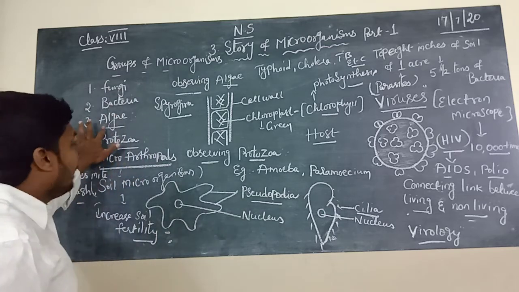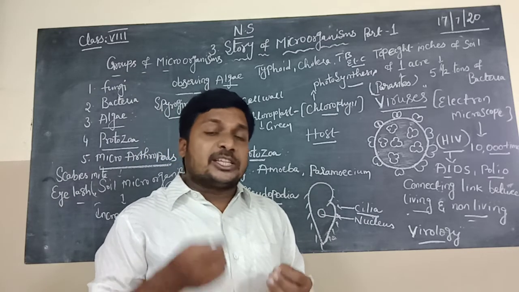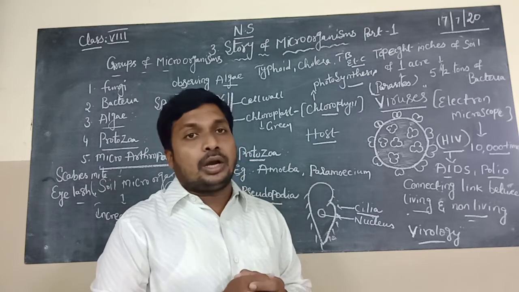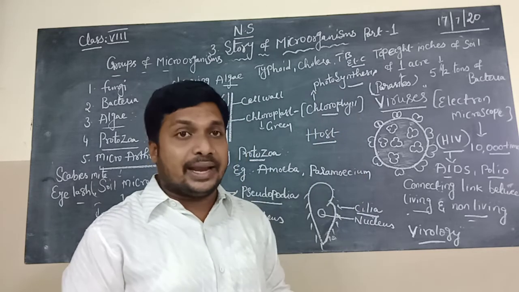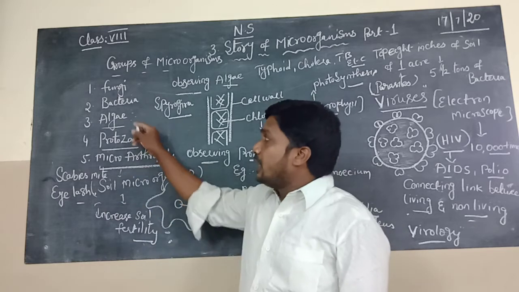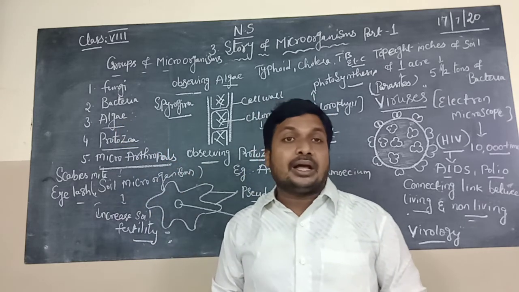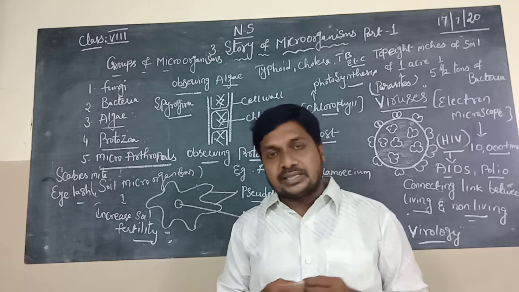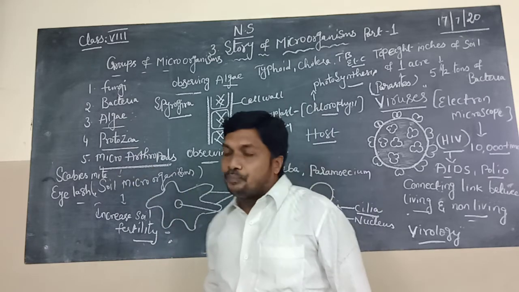Next, algae. They are present in water. They have a special green colored pigment called chlorophyll. With the help of chlorophyll, they trap solar energy to prepare food in the process of photosynthesis. Do you know algae are the food for several fishes? They are found in water.